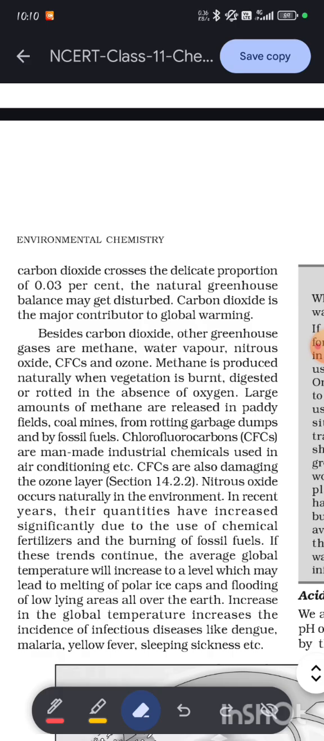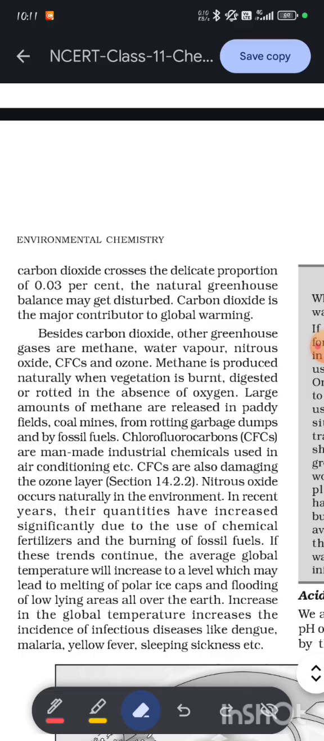Methane is produced naturally when vegetation is burned, digested, or rotted in the absence of oxygen. Large amounts of methane are released in paddy fields, coal mines, from rotting garbage dumps, and by fossil fuels.